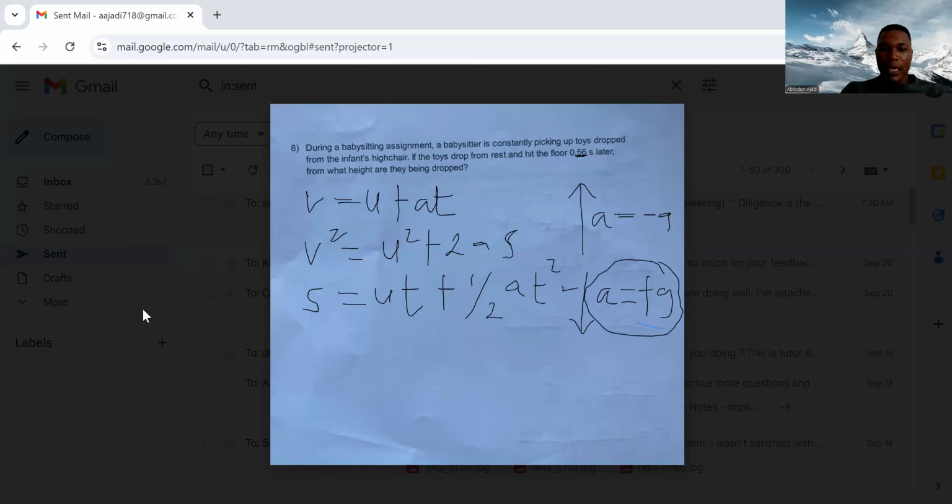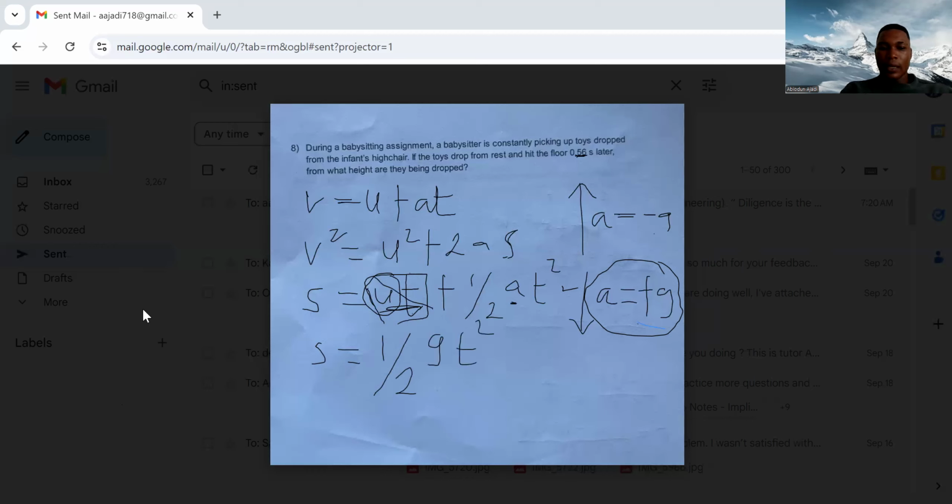So I'm coming here, I'm saying that S equals, now the toy is being dropped from rest, meaning the initial velocity of the toy is 0. So if I input 0 here, all this is going to be 0. Then I'll be left with this. So that will be half, then this A becomes this g, t squared.